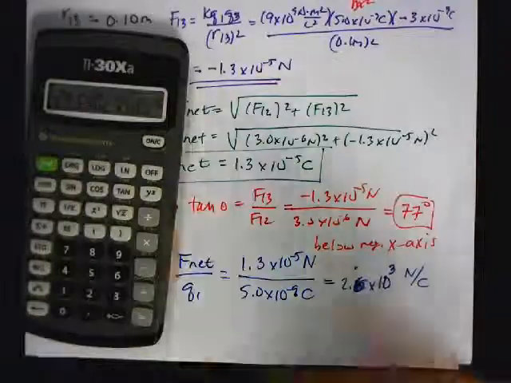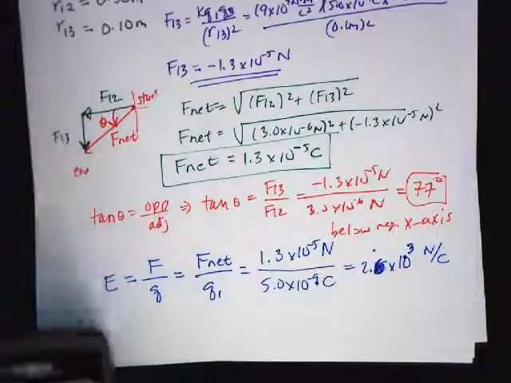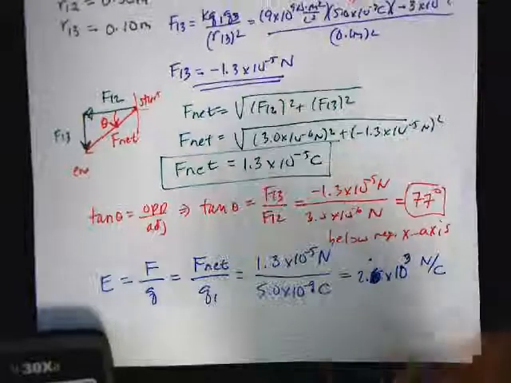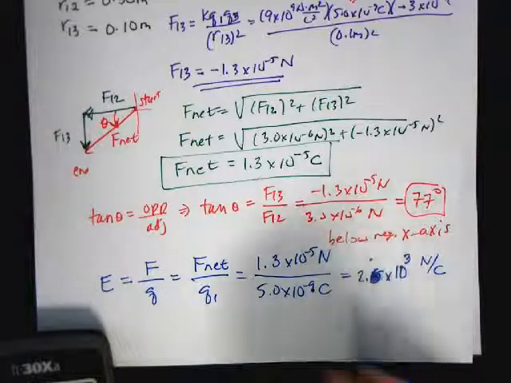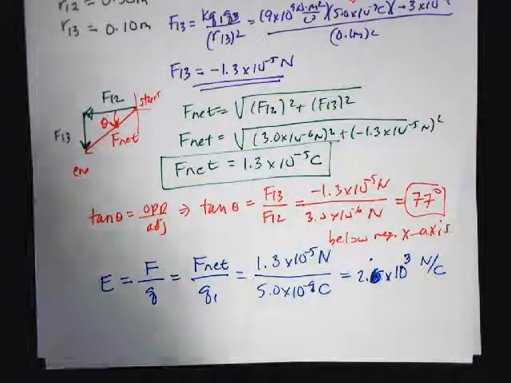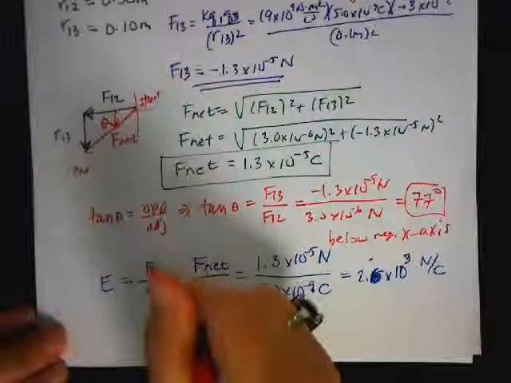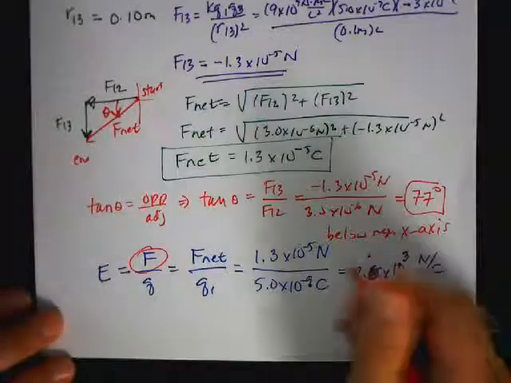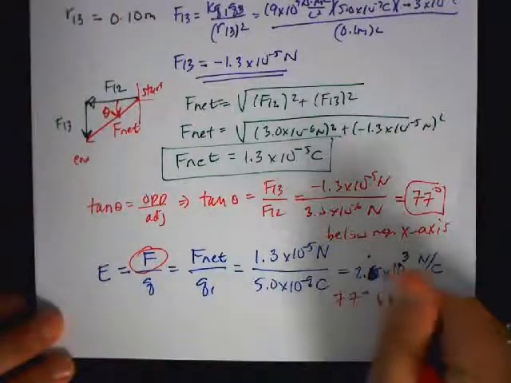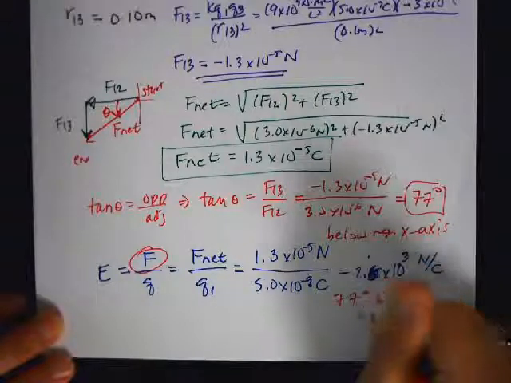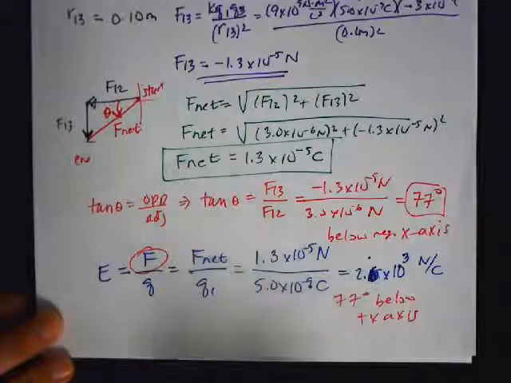I think I made a mistake pressing one of the buttons. And then it's a newton per coulomb, but this also has to have a direction. So the direction is the same as this, so it's going to be 77 degrees below the negative x-axis. It's going to be the same thing.